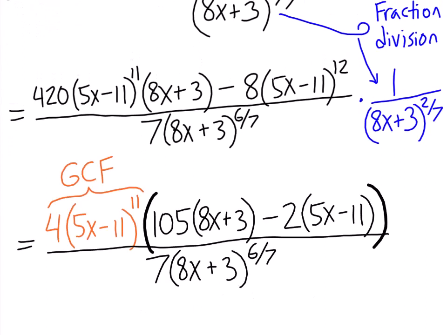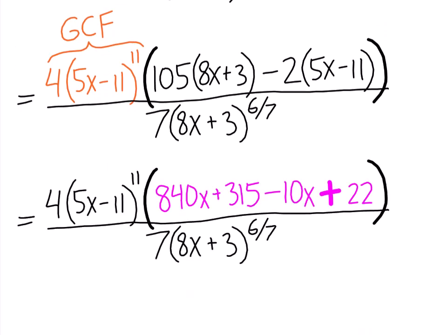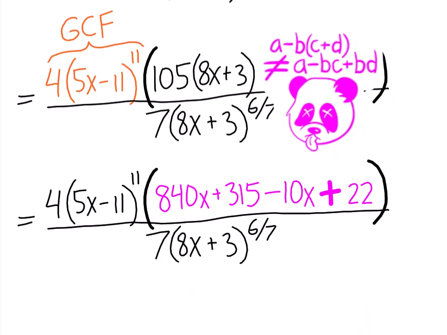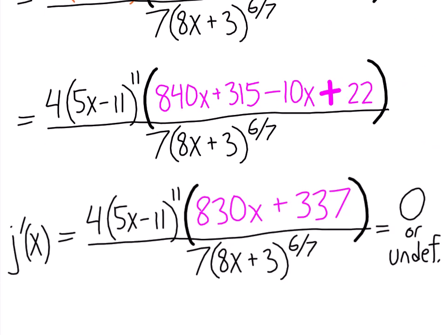Next step is where I recommend that we wait till this point to factor, and our GCF, our greatest common factor in this case, was 4 times 5x minus 11 to the 11th. Compare against all the stuff inside the bold parentheses there. Next step is to start distributing the stuff inside the bold parentheses, again making sure that you distribute that negative sign correctly. From there, we deduce that 337 and 830 do not have any common factors, so we can call this our fully simplified derivative. We set that equal to 0 or undefined.